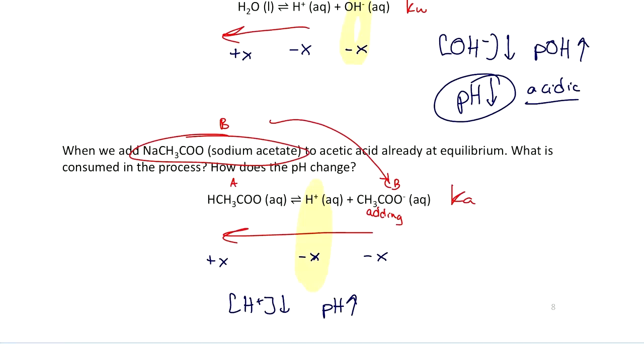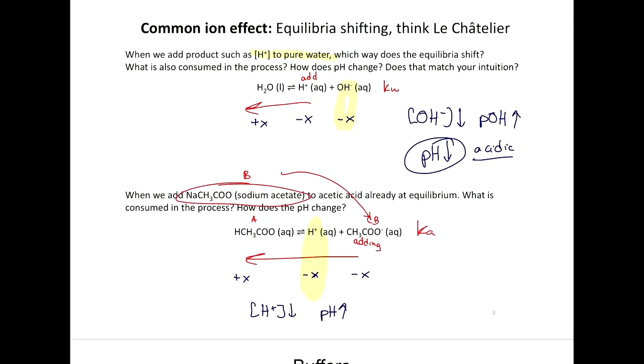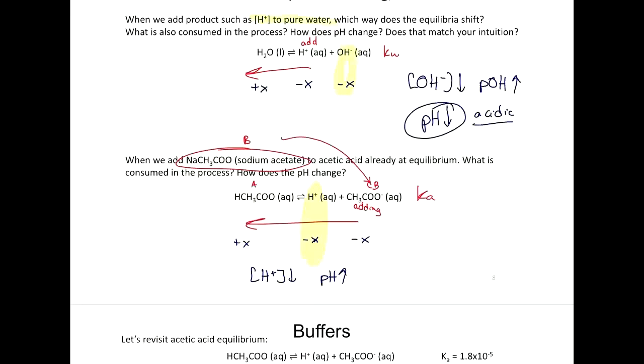And it's because we're disrupting these equilibriums. So that is the idea of the common ion effect, that we're just adding things to solution that are already at equilibrium, predicting which way it shifts, but also connecting that to how the pH has to change. But it's always going to match your intuition. If you add an acid to something, anything, it's always going to become more acidic. If you add more base to something, it's going to become more basic. But understanding how it connects to the equilibria is important too.